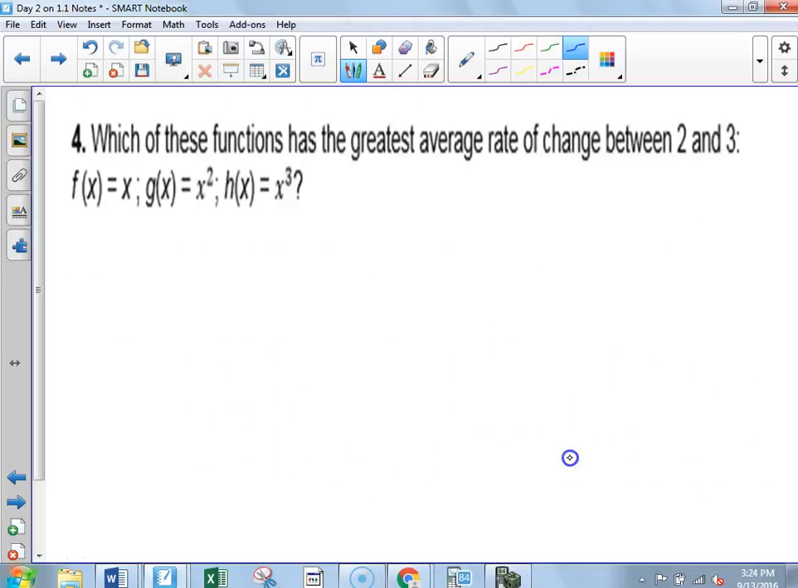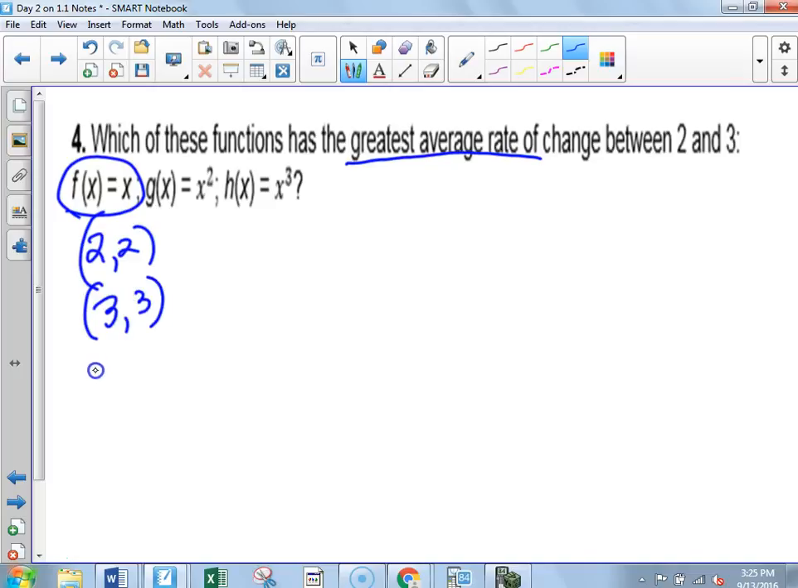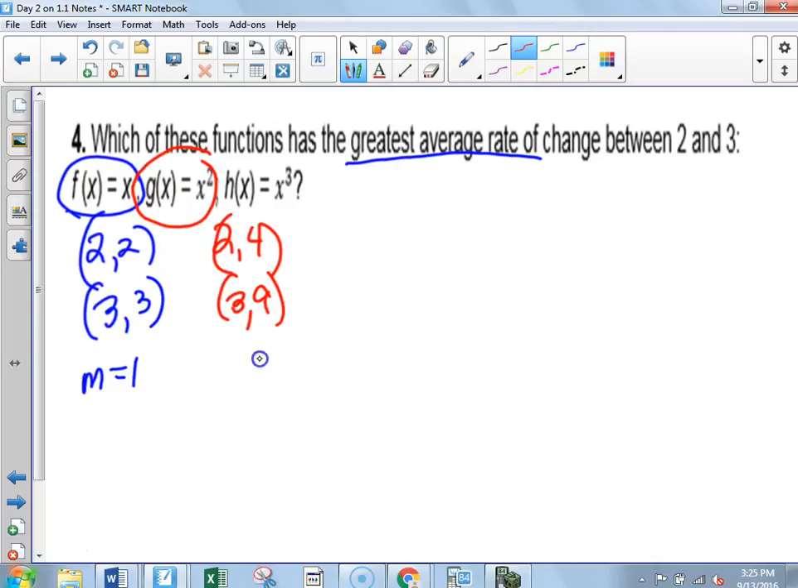All right, which of these functions has the greatest average rate of change between 2 and 3? If I put in a 2 to f, f is just linear, yes? Put in a 2, I get out a 2. I put in a 3, I get out 3, and the slope is 1. I'm going to do this one in red. I'm going to square it. So 2 squared is 4, 3 squared is 9. What is that slope? Right, 9 minus 4 is 5. 3 minus 2 is still just 1, yes?